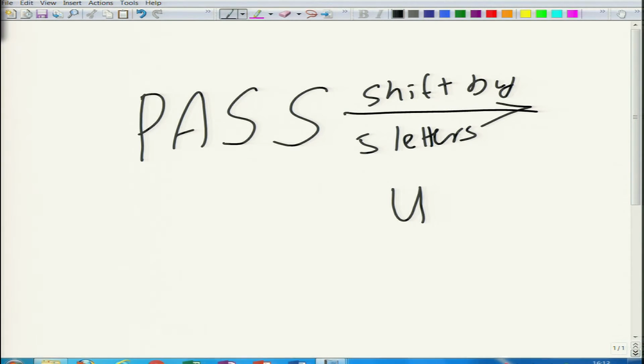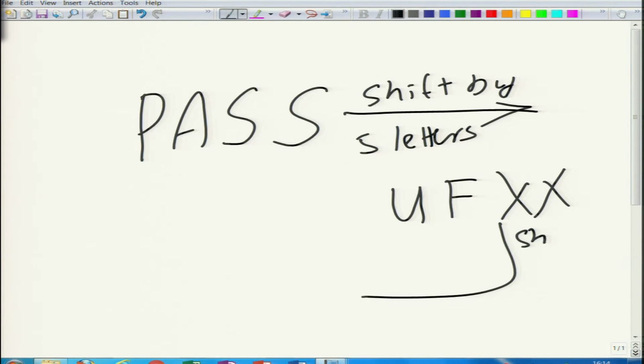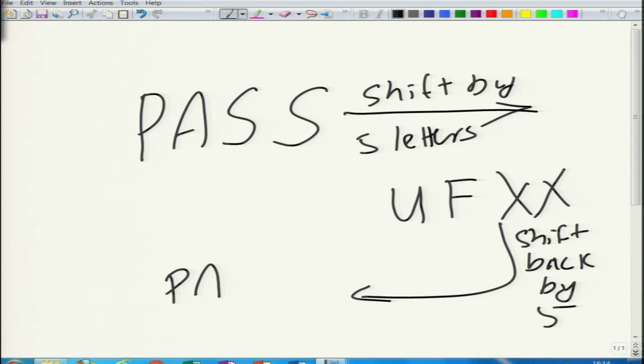A would be B, C, D, E, F. S would be T, U, V, W, X. So, if somebody intercepts this, they will not know what it is. If it reaches you, you know what to do. Shift back by 5. So, you convert it back. You shift U by 5, which becomes P, F by 5 A, X by 5 S.